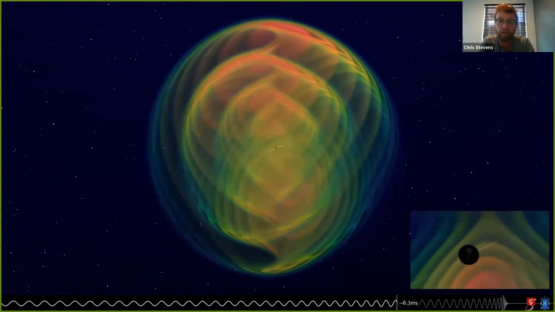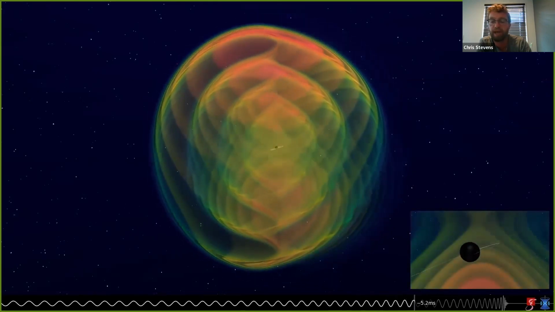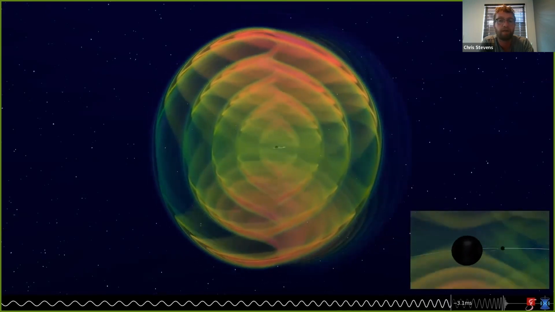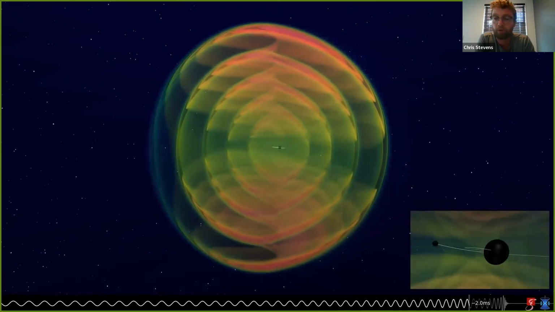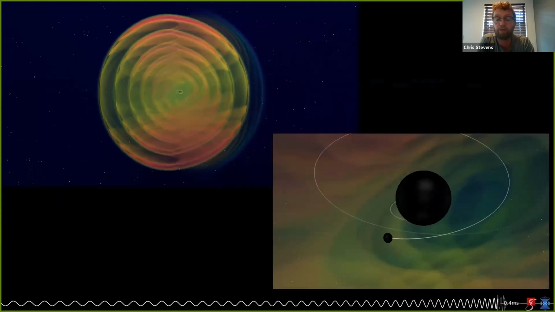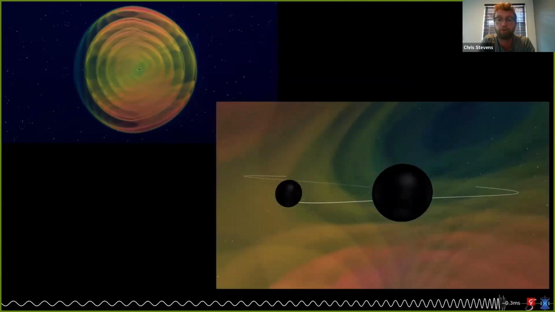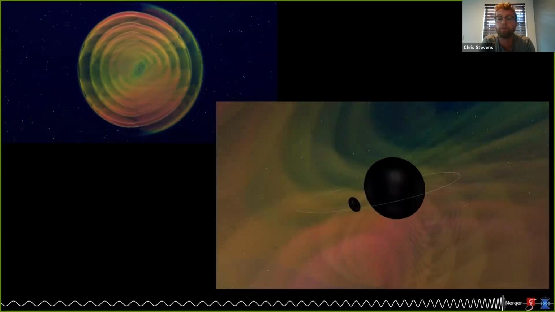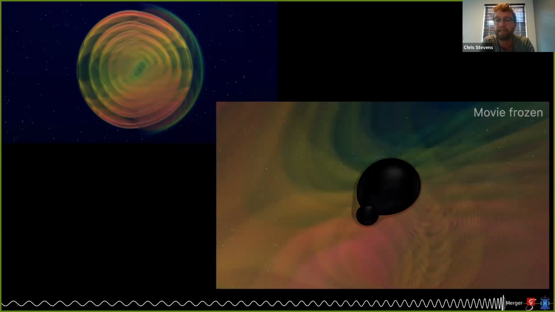The inspiral, the merger, and the ringdown after they merge are sort of three aspects of numerical relativity that have different techniques. The inspiral can be done with these post-Newtonian approximations. Because this was quite a long inspiral, you don't want to be doing full numerical techniques during that inspiral. It's very expensive.